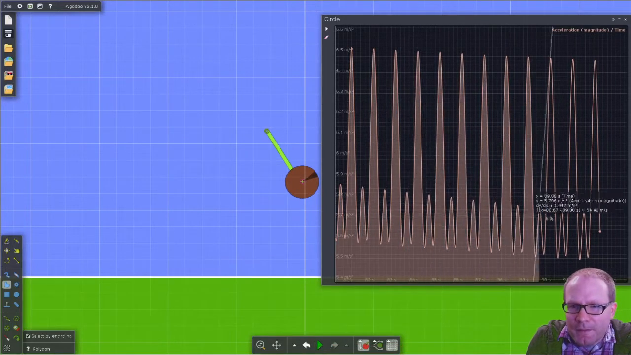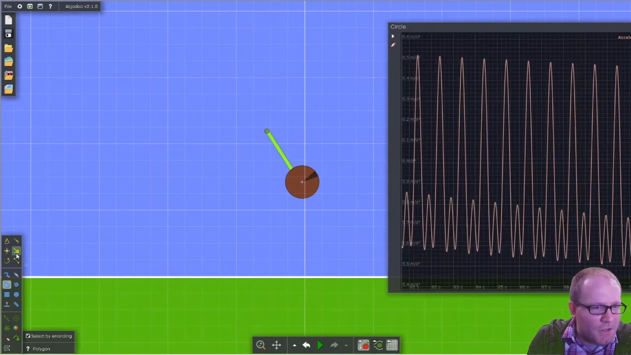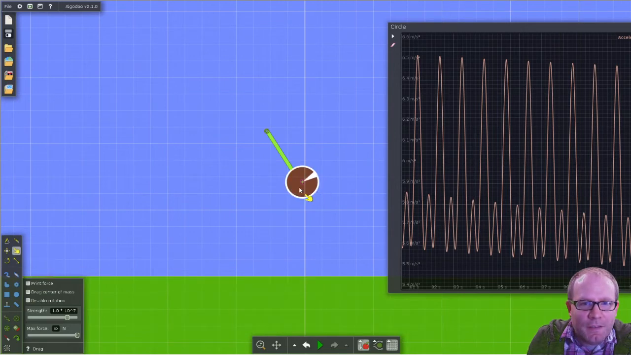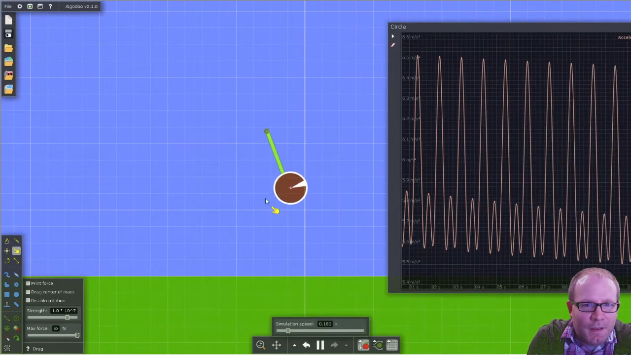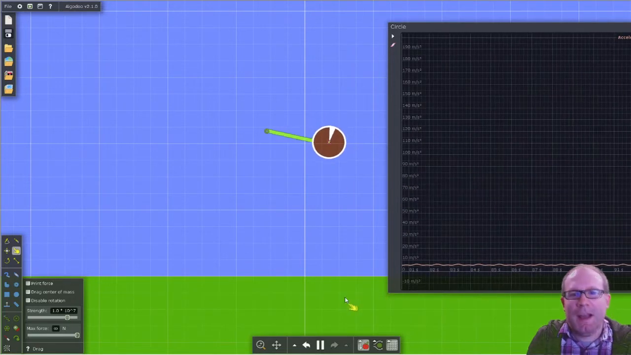I wonder if that peak is a function of the small angle approximation that we so often make. So I'm going to grab the drag tool and get this thing up in amplitude a bit more. Let's get it released from a higher angle.